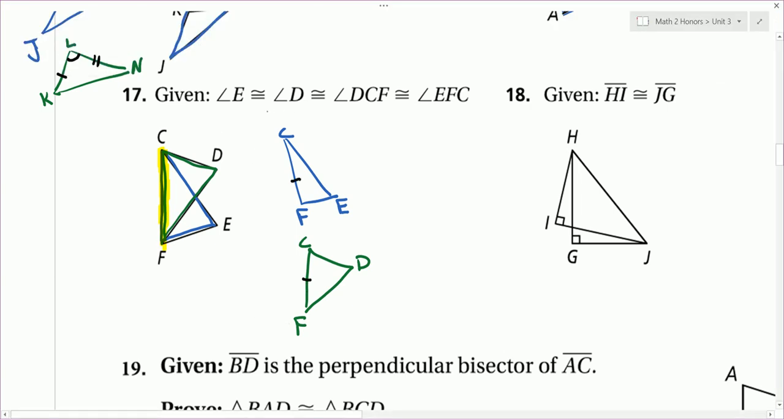And then mark the givens. So angle E matches angle D. And it also matches angle DCF. And it also matches angle EFC. So angle side congruence. And triangle CFE is congruent to triangle FCD.